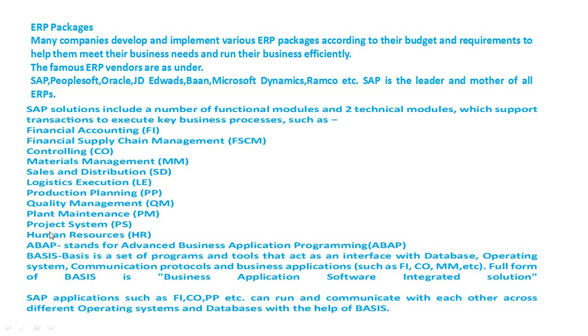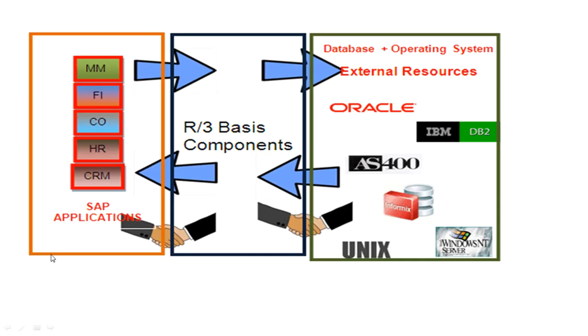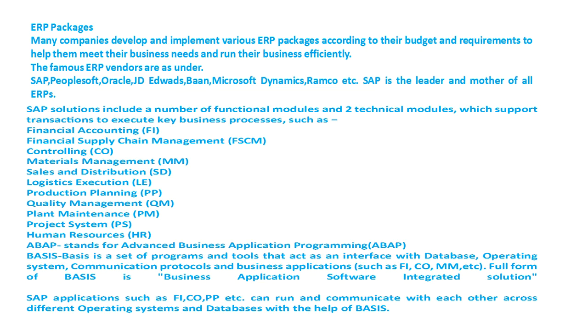called your functional modules. Why are they called functional modules? Because they fulfill the requirements of different business functions. But there are 2 modules which are called your technical modules. Okay, one is your Basis module, another is your ABAP module. So ABAP, the full form is Advanced Business Application Programming.